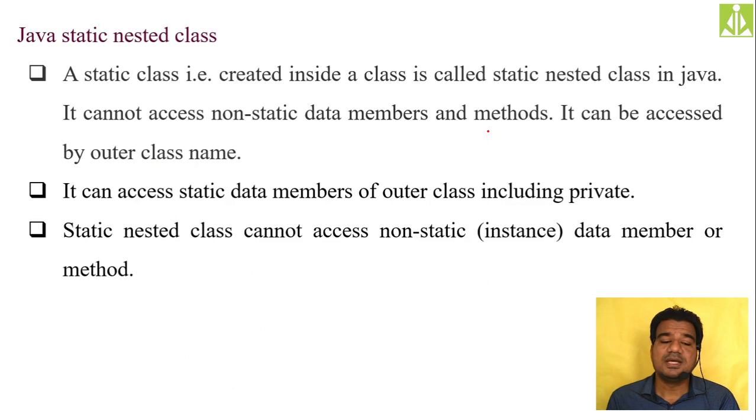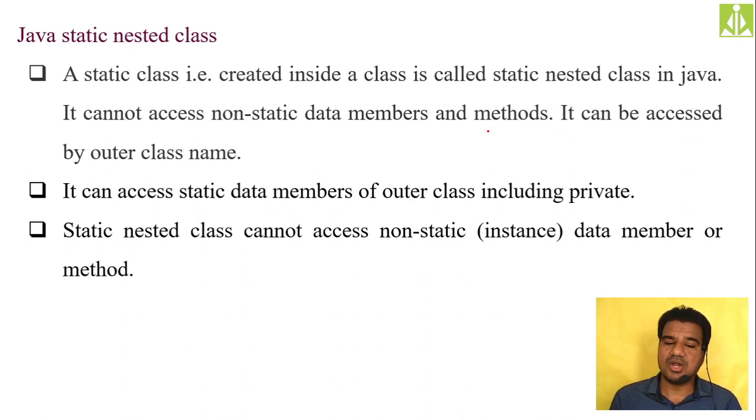Then the last concept in these nested classes and inner classes, that is static nested classes. A static class that is created inside a class is called a static nested class in Java. So we are creating a class inside a class, and we are making that inner class a static class, then it will become a static nested class. Being a static nested class, it cannot access the non-static members. Static means it can access only the static context, static content. It cannot access the non-static content.